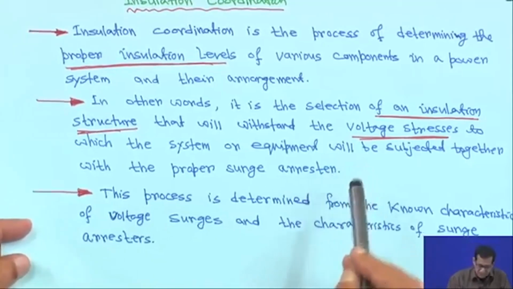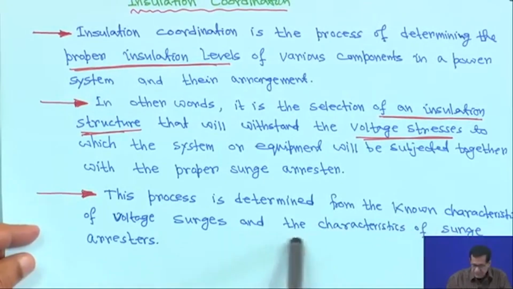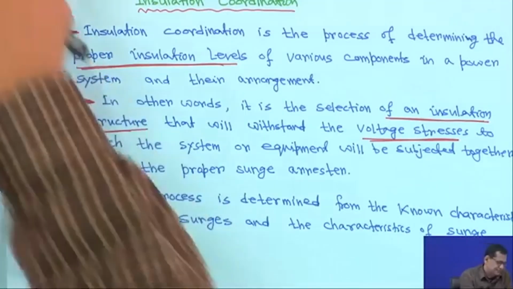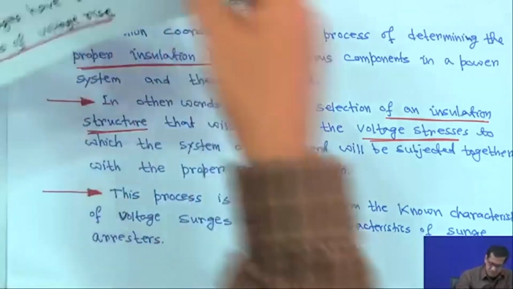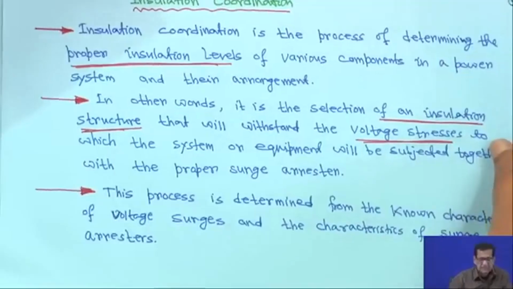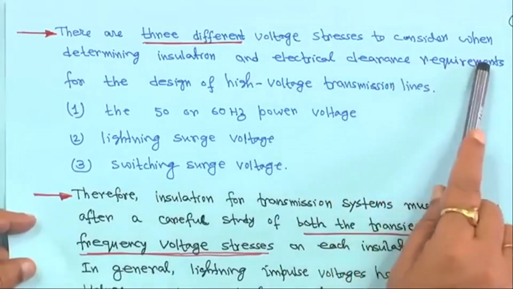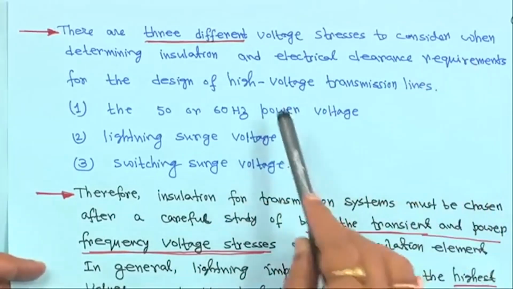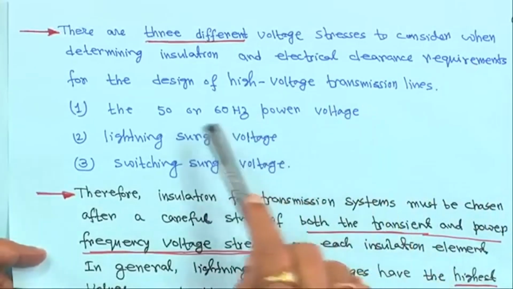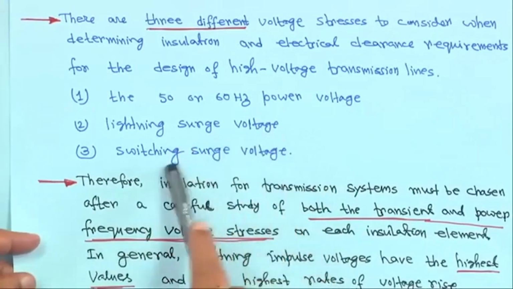This process is determined from the known characteristics of voltage sources and the characteristics of surge arresters. Different types of lightning arresters are there, but that is beyond the scope of this course. Now, there are three different voltage stresses to consider when determining the insulation and electrical clearance requirements for the design of a high voltage transmission line: the 50 or 60 hertz power voltage, lightning surge voltage, and switching surge voltage.